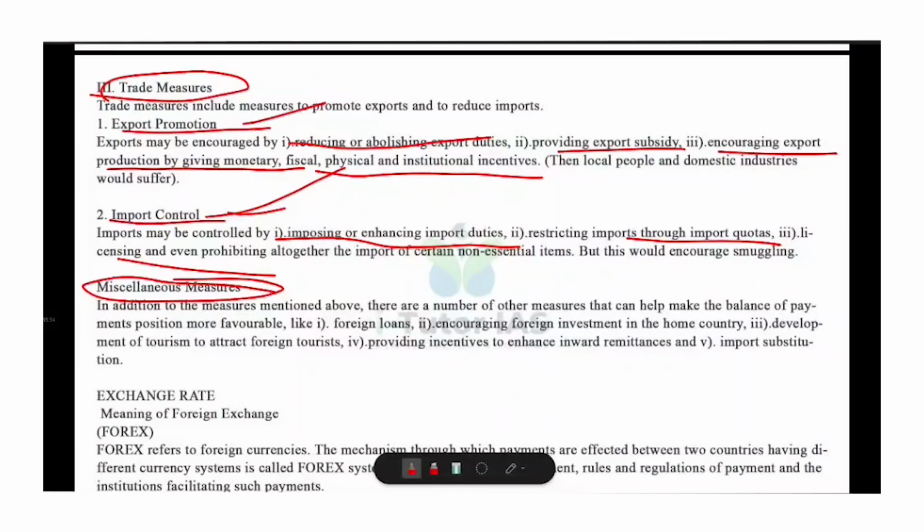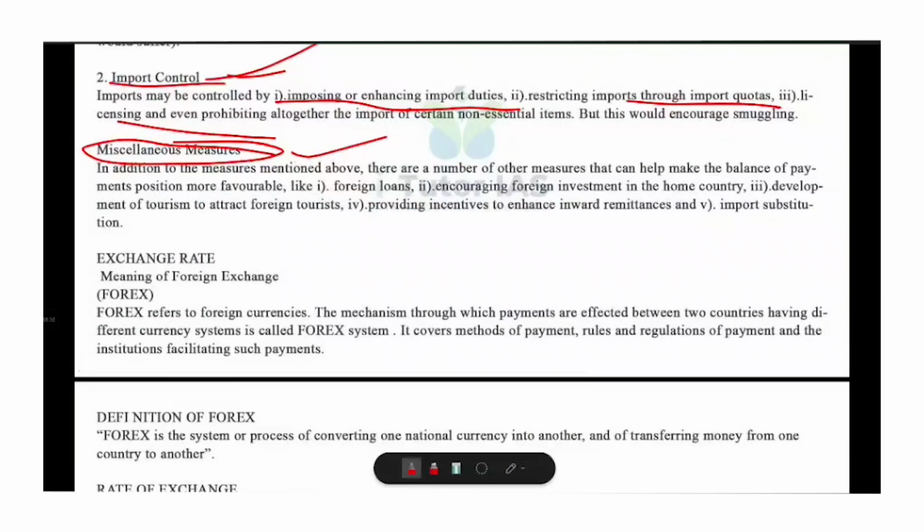Okay, then we have told about miscellaneous measures. These are the additional steps a country can take to improve BOP beyond the usual monetary and trade measures. And it includes foreign loans, like borrowing from other countries or international financial institutions, which provides temporary relief for a BOP deficit, and it helps finance imports or development projects without immediately depleting foreign reserves. And the caution here is heavy borrowing increases future debt repayment obligation, and it also includes interest.